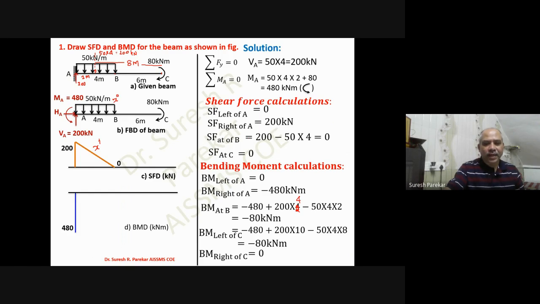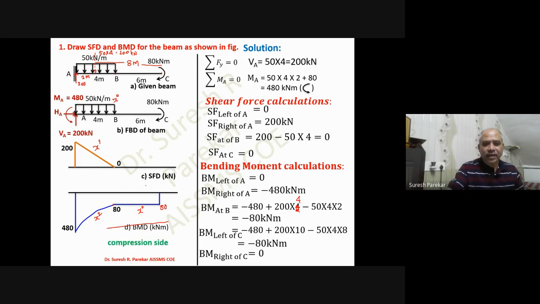Then we have the bending moment in kilonewton meter. At left of A and right of A, you can see 0 and minus 480, so both will be plotted here. Then at B we have minus 80, and then we have minus 80 again. This is x to the power 2, because in SFD we have x to the power 1. Then at left of C we have minus 80, so we have a horizontal line at minus 80 up to left of C, and then we have 0 here. Here we do not have anything, so we have x to the power 0. Likewise we have to proceed with the SFD and BMD.